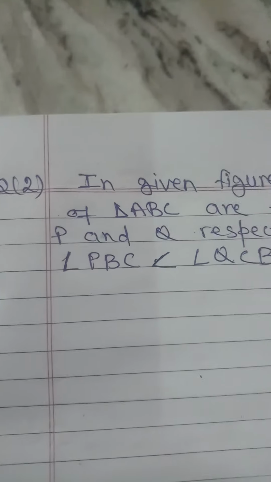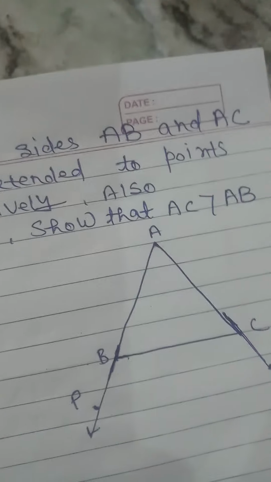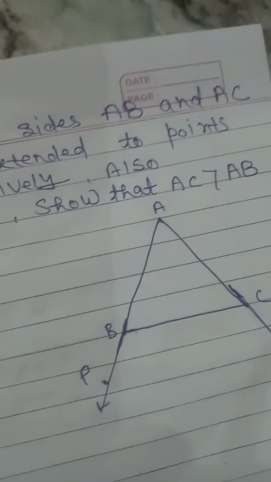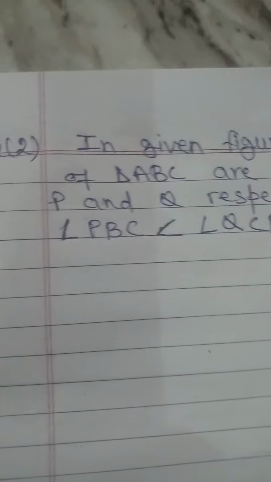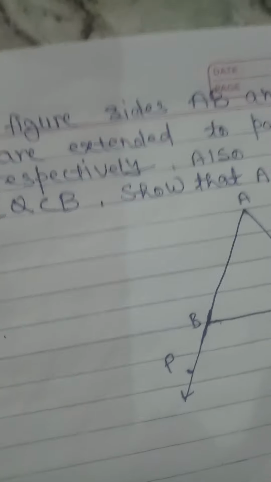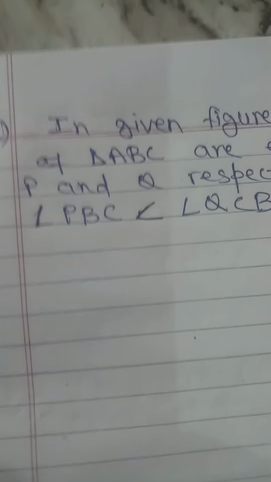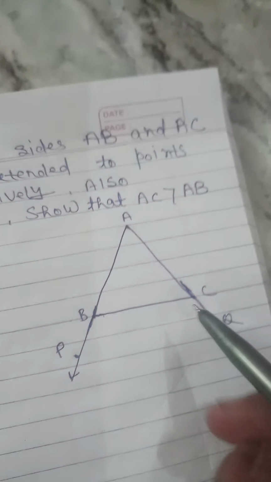Now start question number 2. In the given figure, sides AB and AC of triangle ABC are extended to points P and Q respectively. Also, angle PBC is less than angle QCB. Show that AC is greater than AB. This is the given figure here.